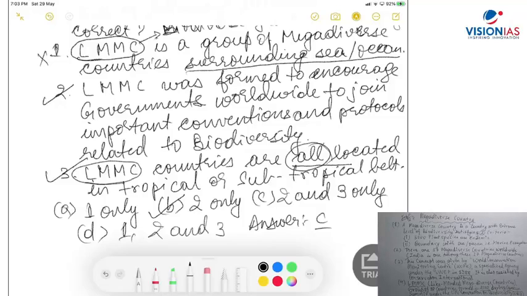Right, you are very correct. All LMMC countries are there. Giridhar is right there, C as an answer. Very good. This is what I want, the presence of mind. This is just a question I am writing randomly to make you understand. All these countries are in tropical area. Very good, Agarwal, Giridhar, very good to both of you.